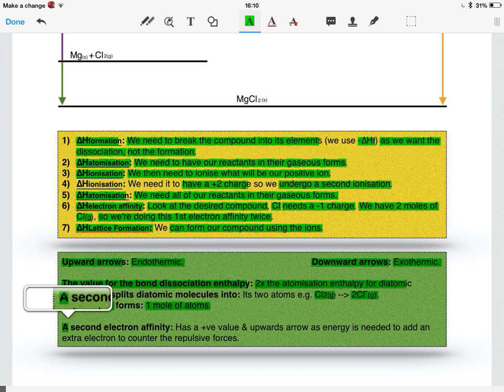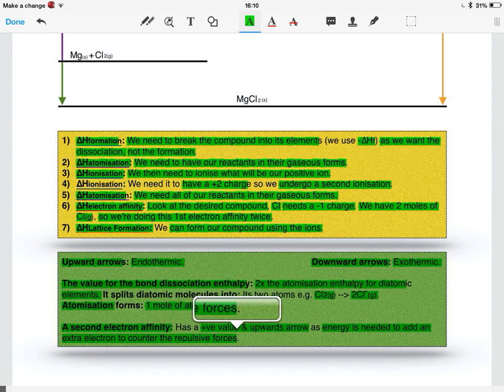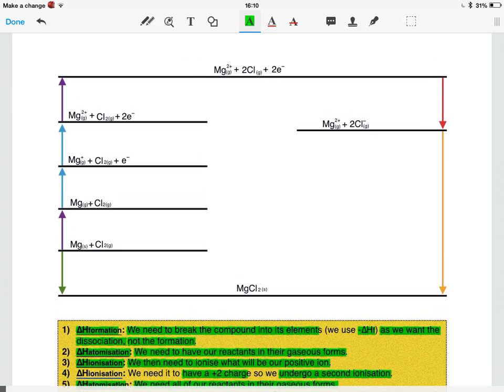So finally, a second electron affinity will have a positive value and an upwards arrow, and this is because energy is needed to add an extra electron to counter the repulsive forces. It's better to just go through this with examples from exams, to be fair.